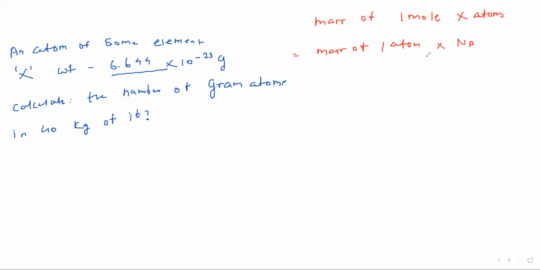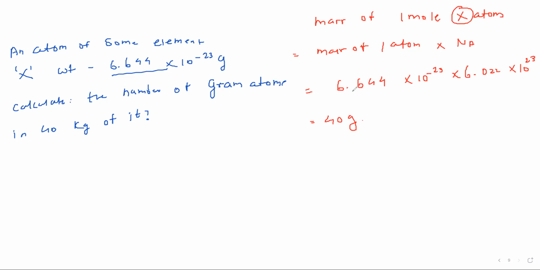Then 1 gram atom is equal to the number of atoms in 1 mole, which is 6.02 into 10 to the power 23. But look at this right now. See, the mass of 1 mole of X atom, X meaning it's unknown, is the mass of that one atom into the Avogadro's number, right?